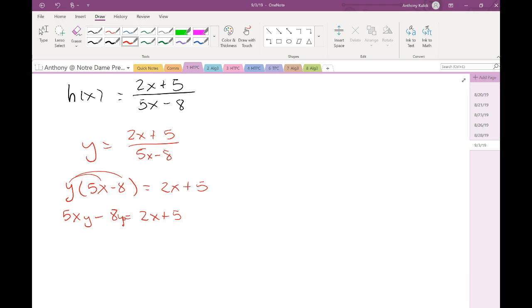Again, the goal is to get the x by itself, right? So let's get the x's all on one side and the stuff without x's onto the other side. Does that sound okay to you? So we'll just subtract 2x over, and we'll add 8y over. Everybody okay with that? That seems like a reasonable next step if we're trying to get the x's by themselves, is to at least get them all on one side. Andrew?